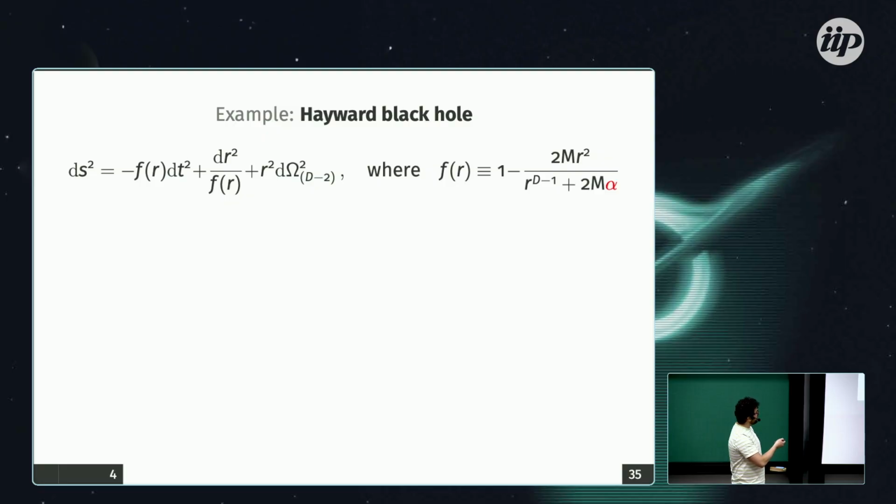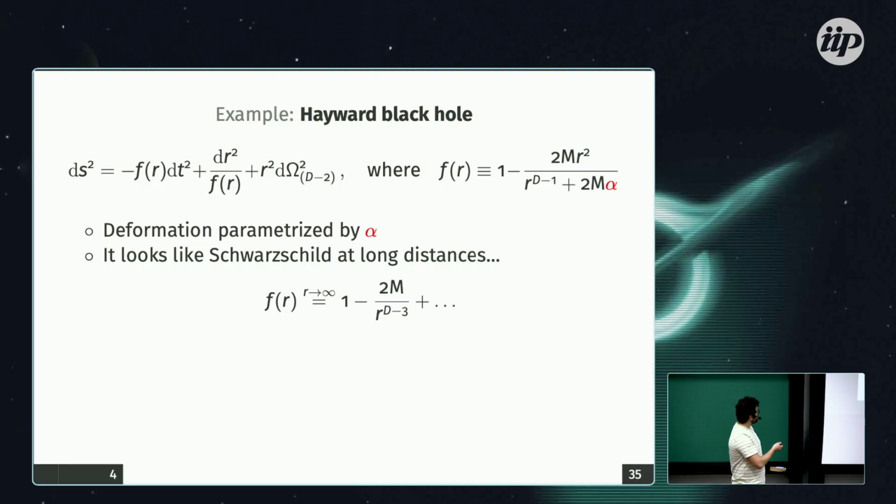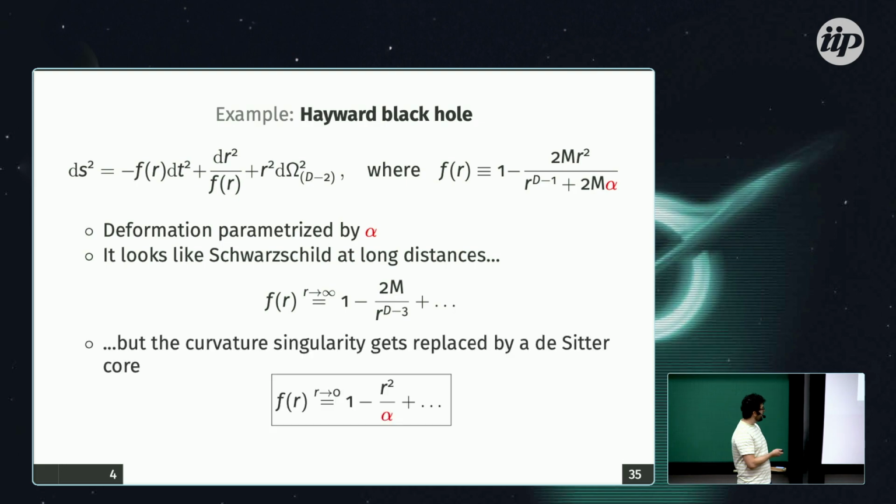And the blackening factor takes this form. It's very similar to Schwarzschild, but there is a parameter here that deforms the usual Schwarzschild solution, this alpha here. Of course, if you go to long distances, you see that this behaves like the Schwarzschild or Schwarzschild-Tangherlini solution. But if you go to the inside, where you have the divergent curvature invariants, it turns out that this has a sort of de Sitter core. The de Sitter length is determined by this parameter.